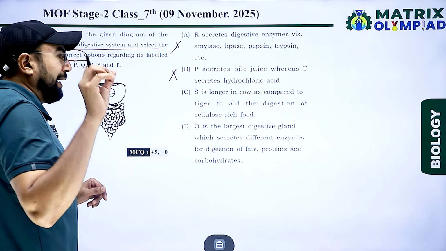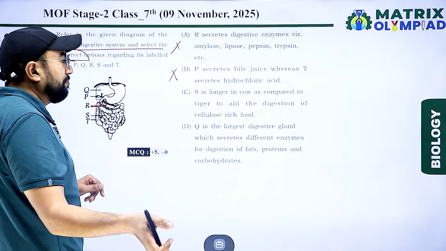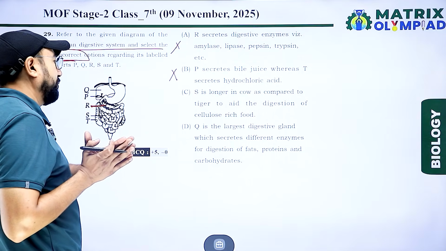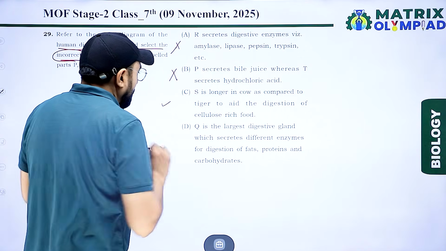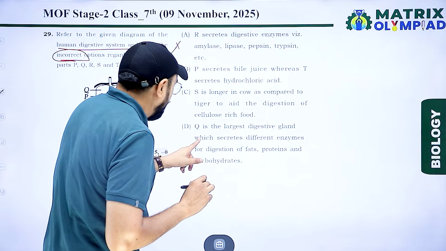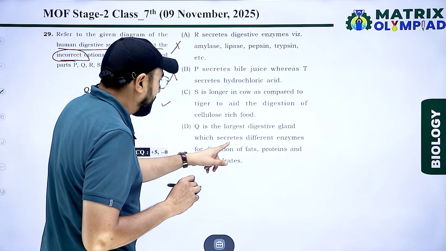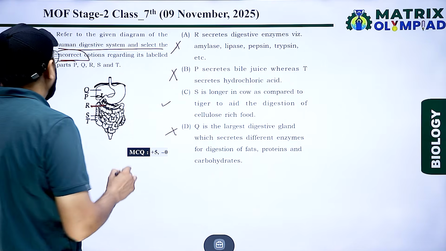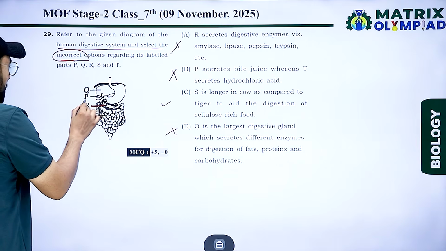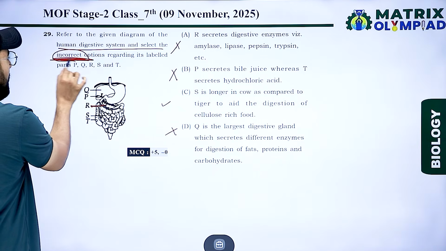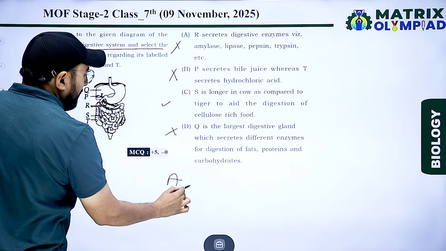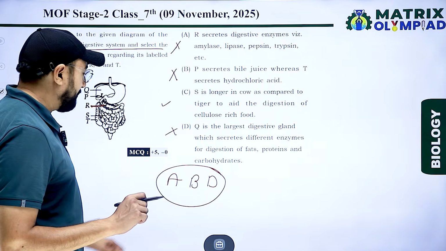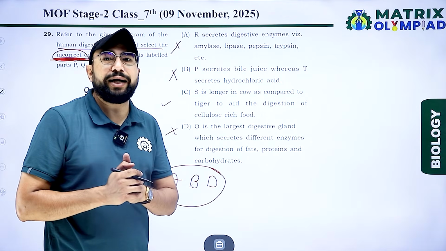C is longer in a cow as compared to a tiger, due to the digestion of cellulose-rich food, right? And Q is the largest digestive gland. Q is the largest gland, which secretes different enzymes for digestion of fat, protein and carbohydrate. No, according to P, Q, R, S, T, the incorrect options are A, B and D. So according to the multiple choice, A, B, D is the right answer.